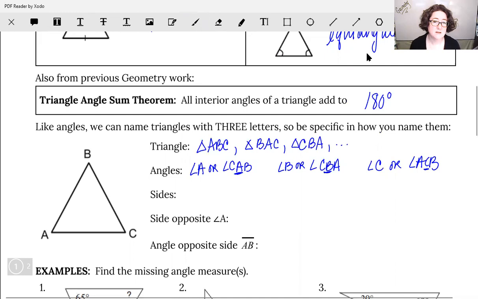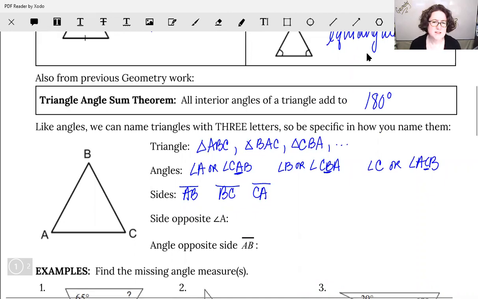Our sides technically are segments, so we always need to make sure we name them with two letters. So we could have side AB, we could have side BC, we could have side CA. And again, those could be reversed. It doesn't really matter what order we list those endpoints in, as long as we list both endpoints.